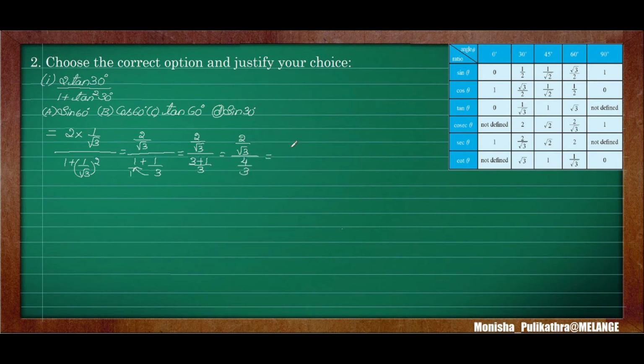Now I will take the reciprocal of it. So 2 by root 3 into 3 by 4. 2 1s are 2, 2 2s are 4. So it will be 3 by 2 root 3. We can't stop the problem here because there is no such number in the ratio form. There is no 3 by 2 root 3 in the table. We have to reduce it to this form to find out which answer is correct.